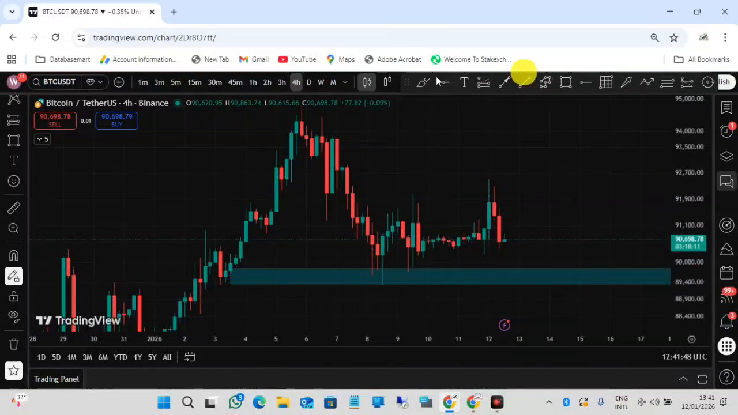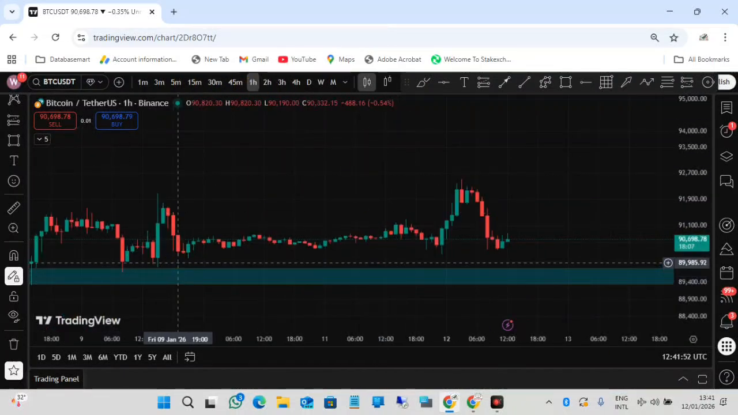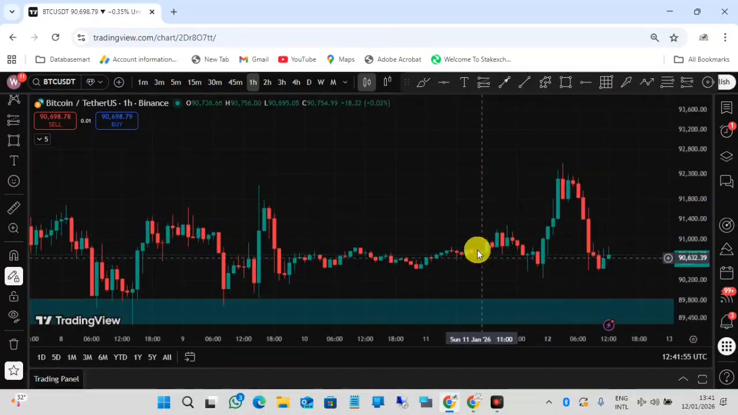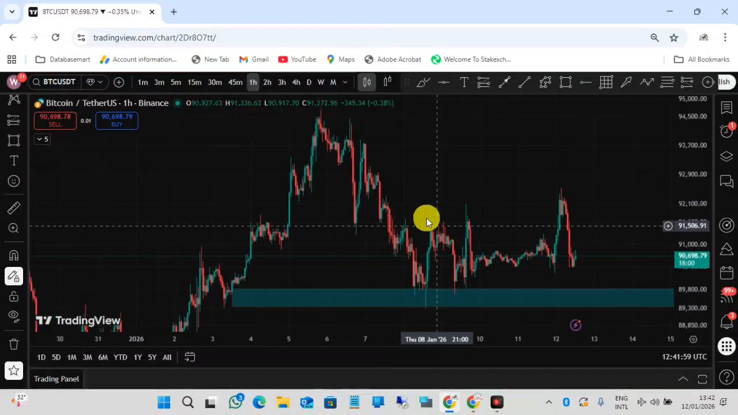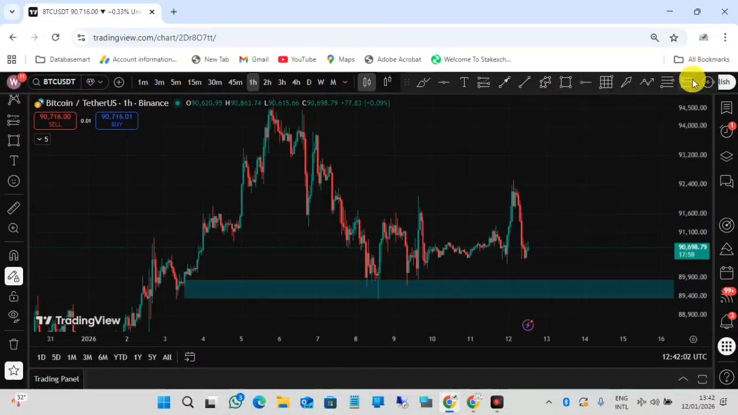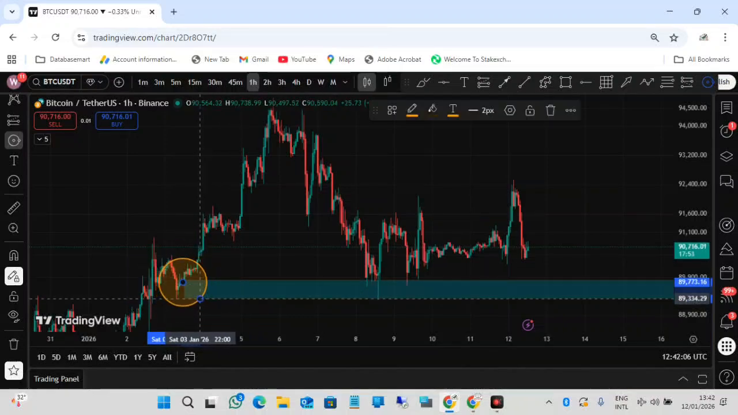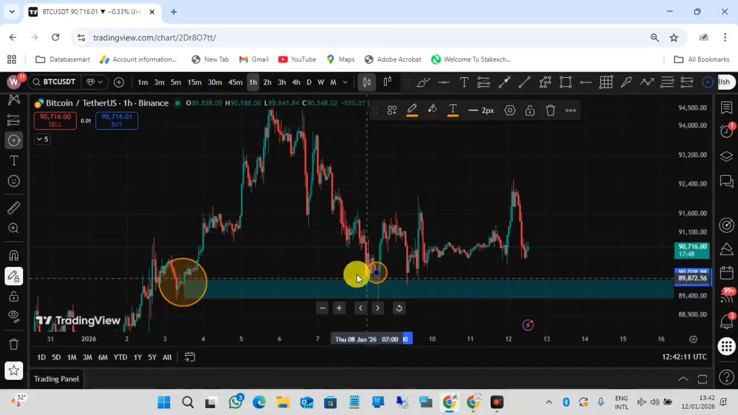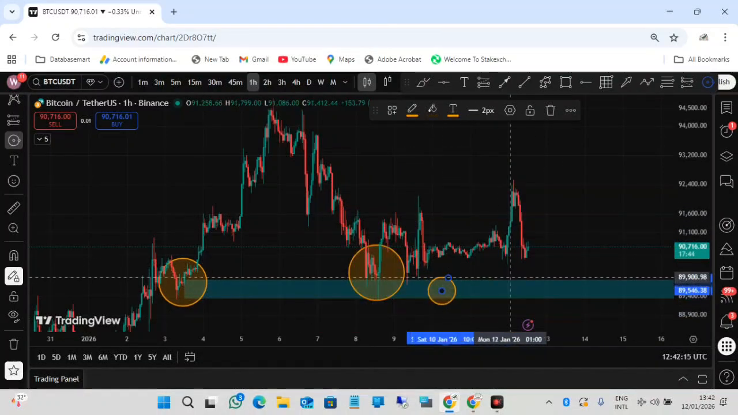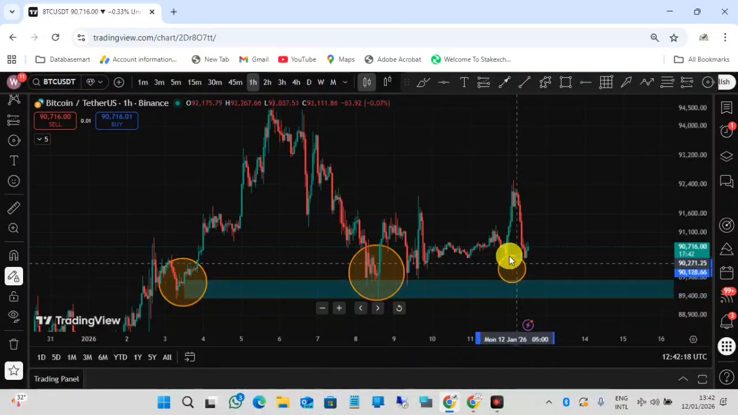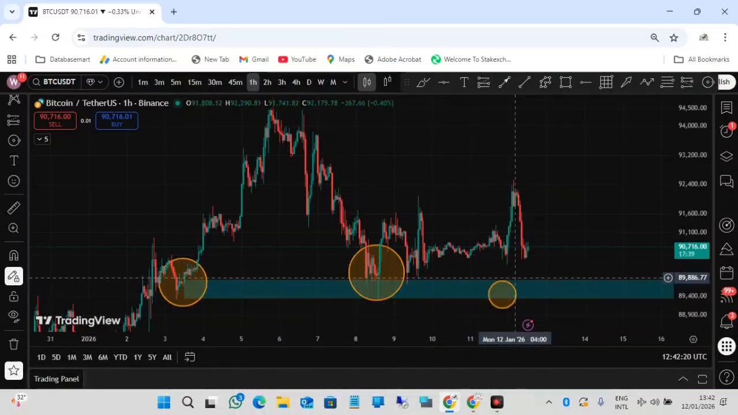After some confirmation, let me go to my 1 hour time frame. You can see on my 1 hour time frame, we are going to see some multiple rejection. BTC failed to break this level on the 1 hour. On this area again, you can see BTC failed to break this level again, and it's trying to retest this level once more.